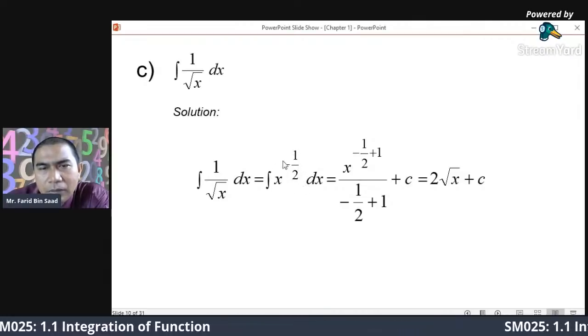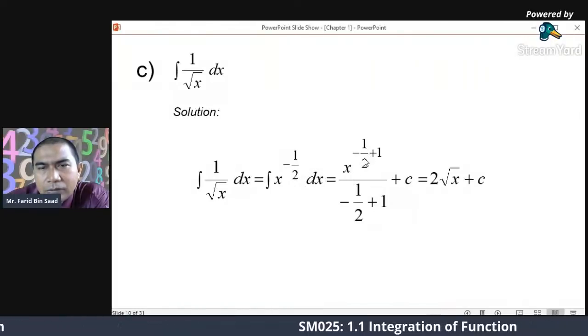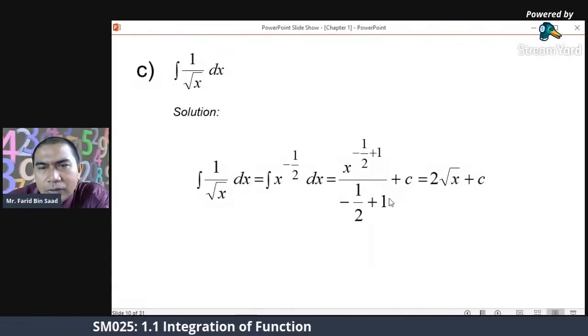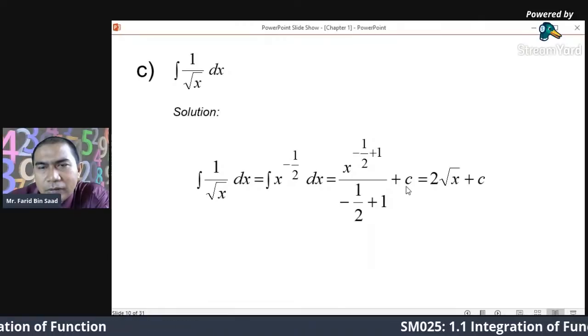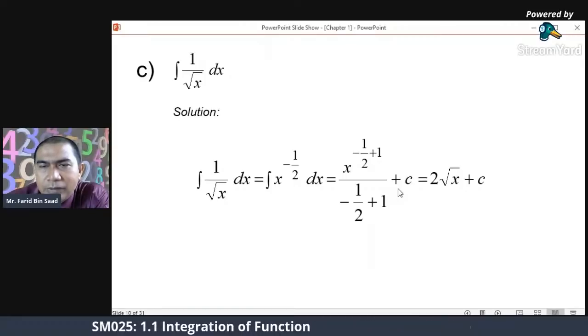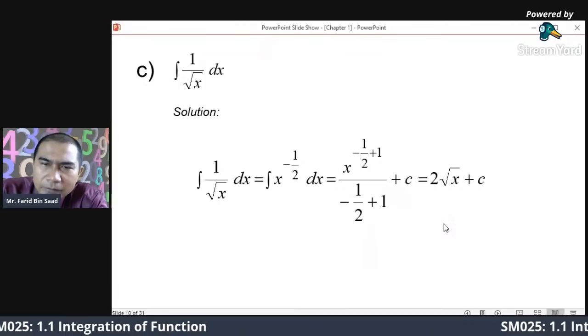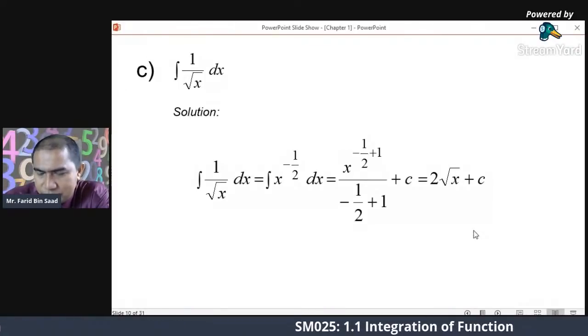So we can apply the second rule, that is x power of negative 1 over 2 plus 1 divided by negative 1 over 2 plus 1 plus c. Please don't forget to put c after we integrate it, and then we simplify it to 2 sed x plus c. Okay, next.